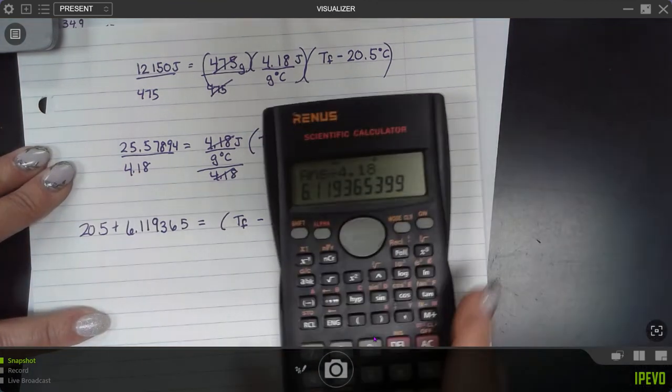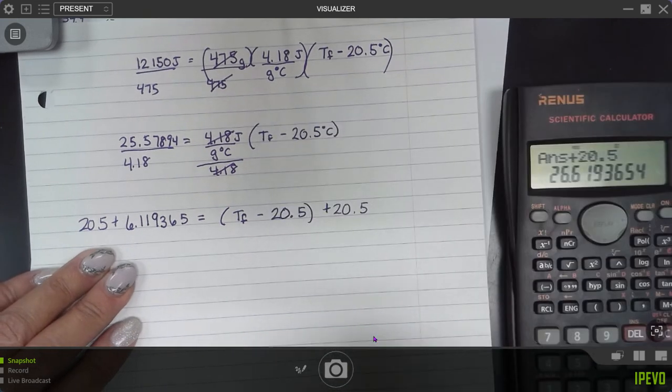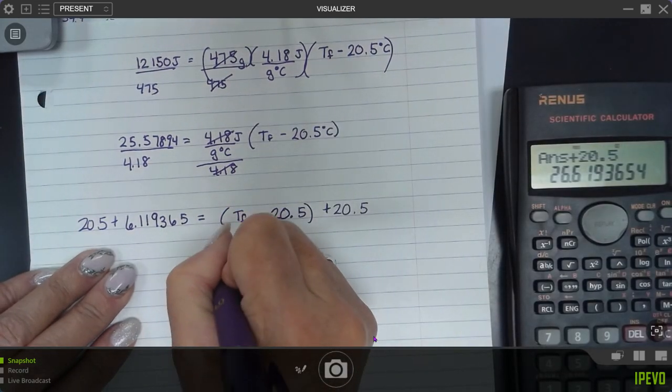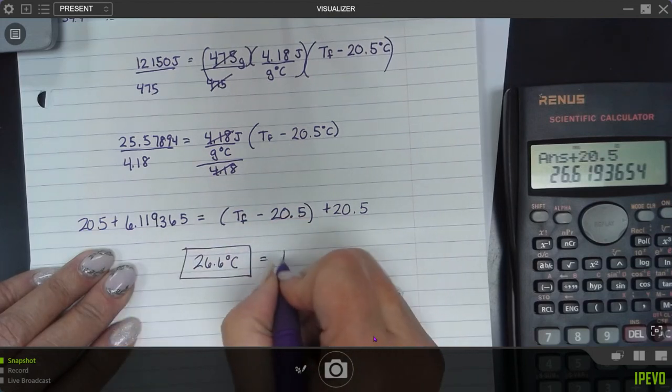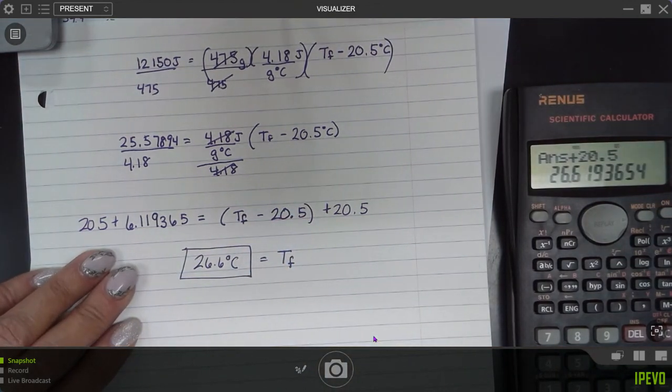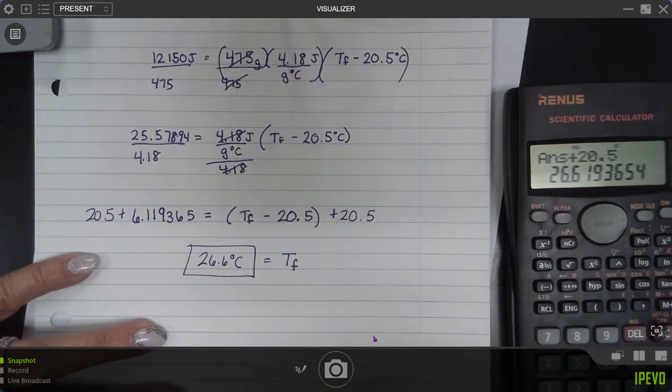Okay, so if I add 20.5, I get 26.6 degrees Celsius as my final temperature. Okay, so that was a little bit tricky. Some of you did fine.